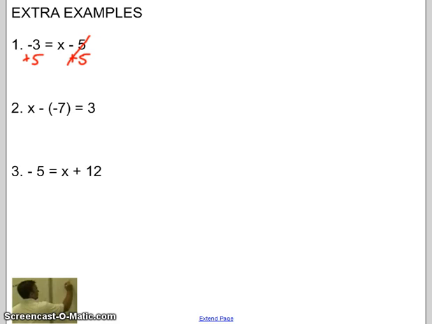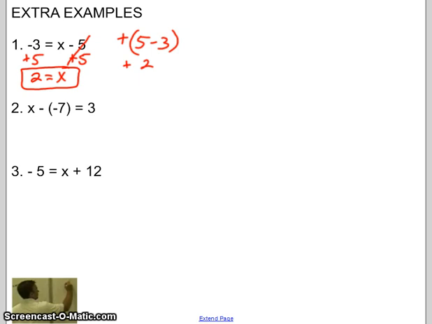Alright, and we get x equals negative 3 plus 5. Alright, remember, different signs, we find the difference between the numbers and take the sign of the bigger number, which is 5 in this case, so it's positive 2. So we get x equals 2.